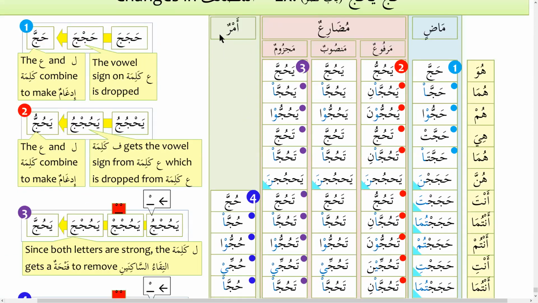There are hardly any changes at all. Unlike weak verbs, there's nothing like weak verbs. It is just double verbs. Hajja, yahujju, and so on.